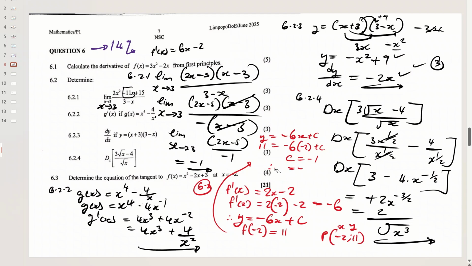Let me write this nicely. It is negative... Y is equal to negative 6x minus 1. That's it.